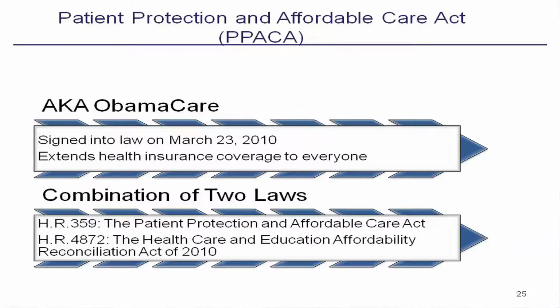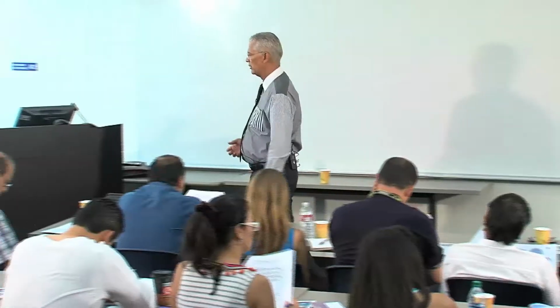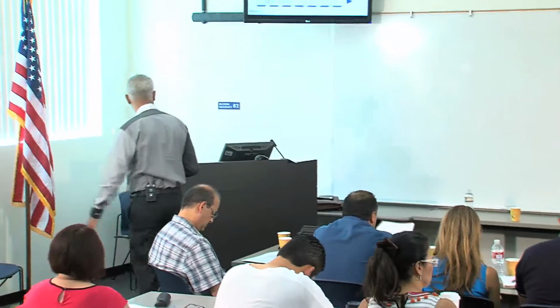Obamacare was two pieces of legislation. The first piece was signed into law on March 23rd, 2010. When the second piece came into play, the two pieces together gave birth to what we commonly refer to now as the ACA. ACA stands for Affordable Care Act. So the two pieces of law together gave us the Affordable Care Act, which is what we're struggling to implement now.